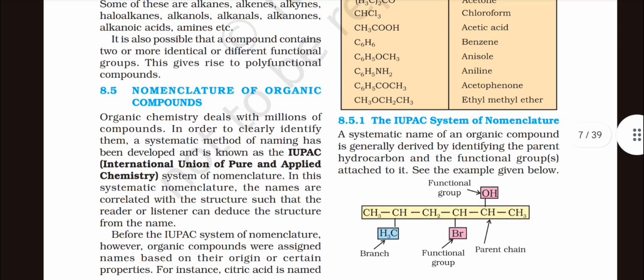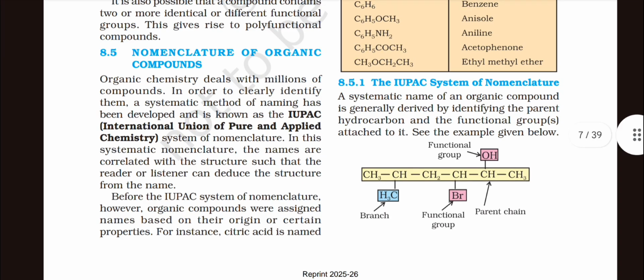Nomenclature of organic compounds. Organic chemistry deals with millions of compounds. In order to clearly identify them, a systematic method of naming has been developed and is known as the IUPAC, International Union of Pure and Applied Chemistry, system of nomenclature. In this systematic nomenclature, the names are correlated with the structure such that the reader or listener can deduce the structure from the name.